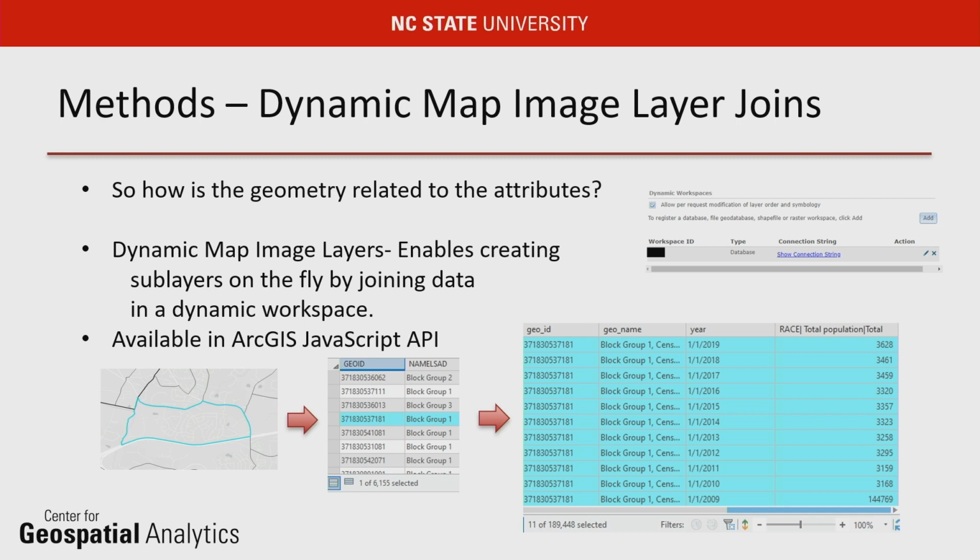The top right there, you see that's Server Manager. So you go and you enable dynamic workspace, and then you can enable the user to join data to non-spatial tables on the fly. And so we don't have to write 200 plus SQL statements to do this. We utilize these dynamic map image layer joins.